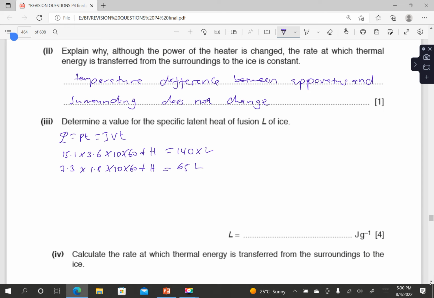We have two equations, we subtract. So I'm now subtracting this times this, so minus 7.3 times 1.8. So this is giving me 41.22 times 600, because 10 times 60 is 600. H has cancelled when I subtracted. This one is 140 minus 65, which is 75 L. So I'm making L the subject. That is easy. L is this divided by 75.